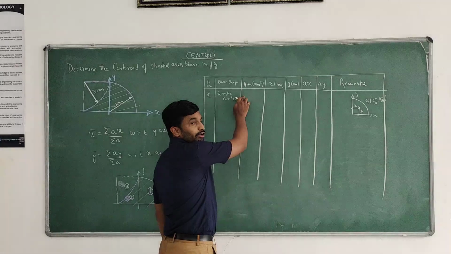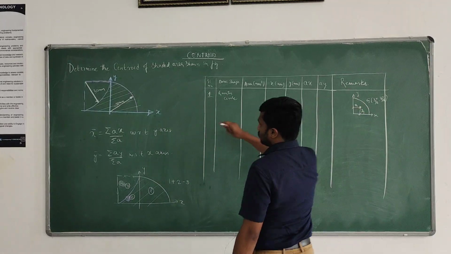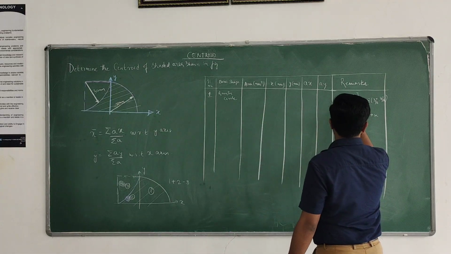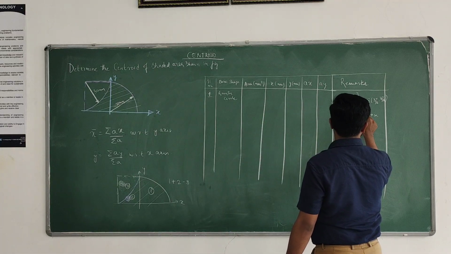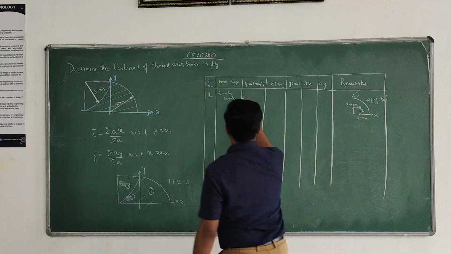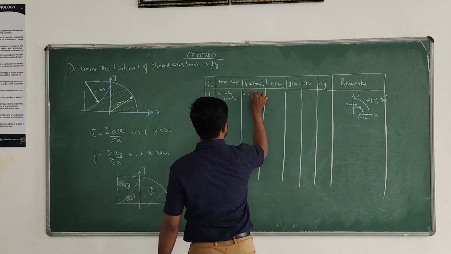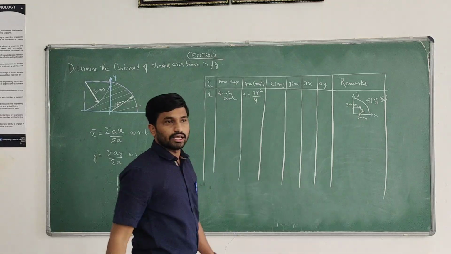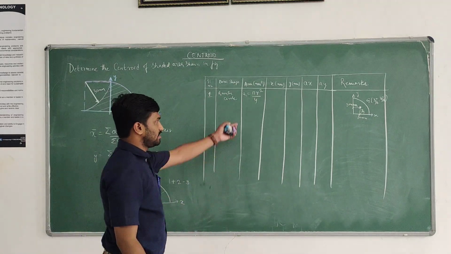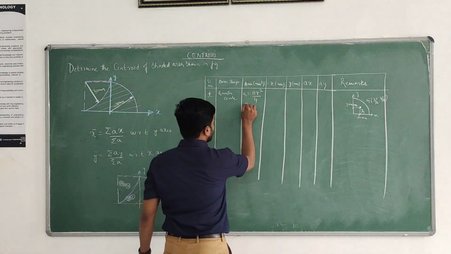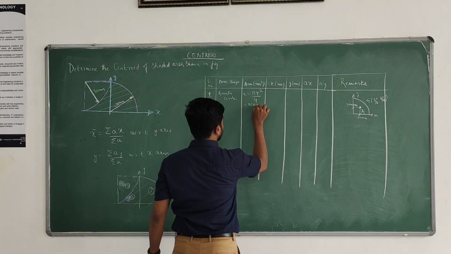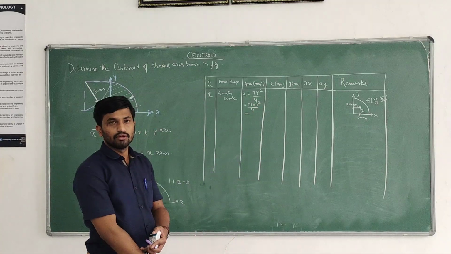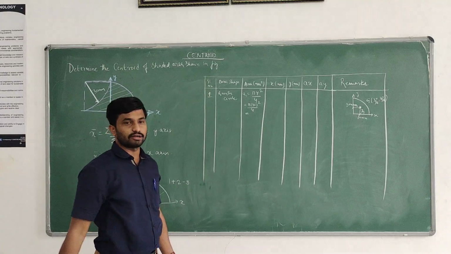Now come here. What is the dimension? The radius is 30 mm. Therefore this is also 30 mm, and here also 30 mm. So the area A1: what is the area of a quarter circle? Pi r square by 4. Therefore, pi into 30 square by 4. What is the value of pi into 30 square by 4?